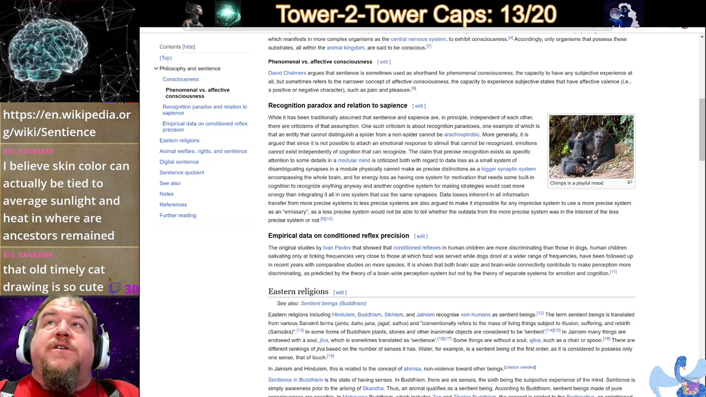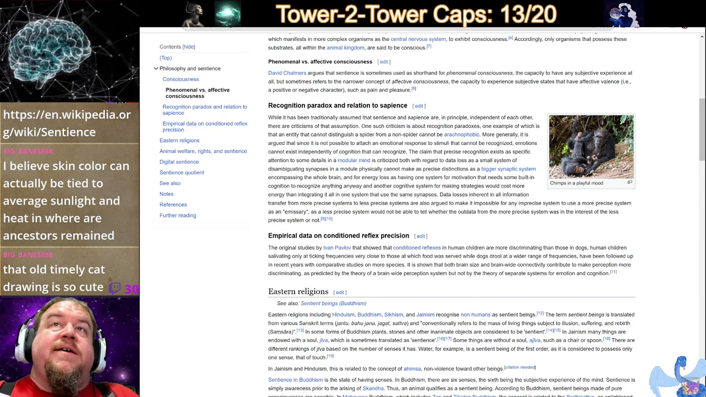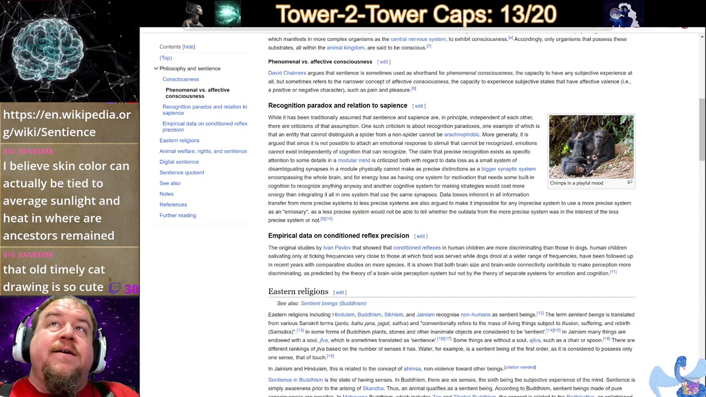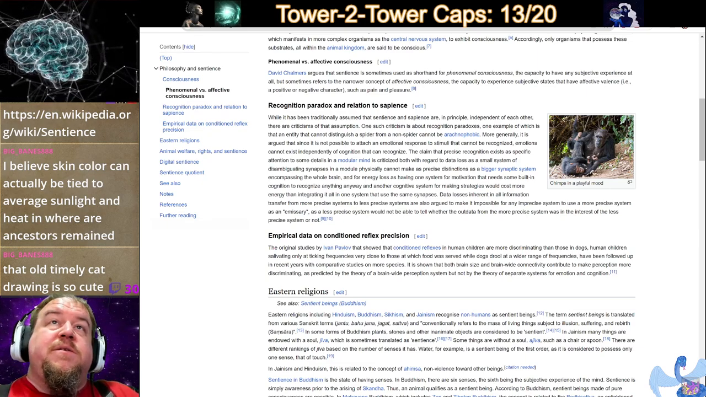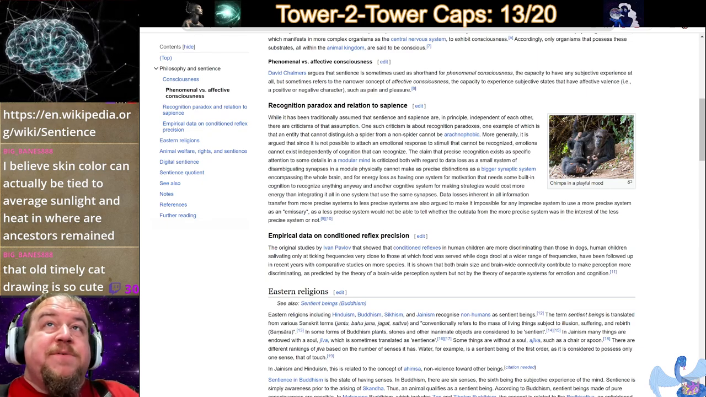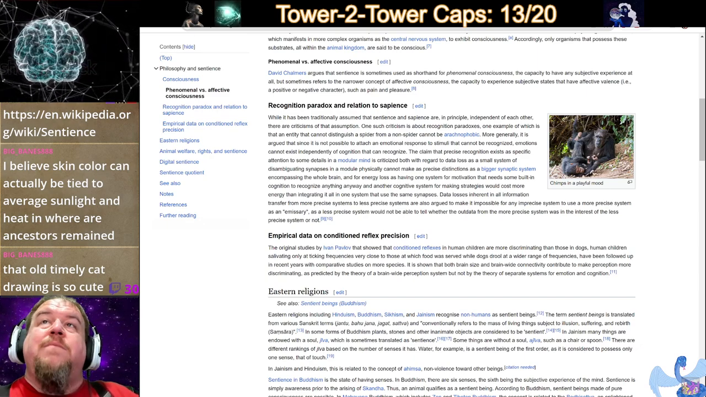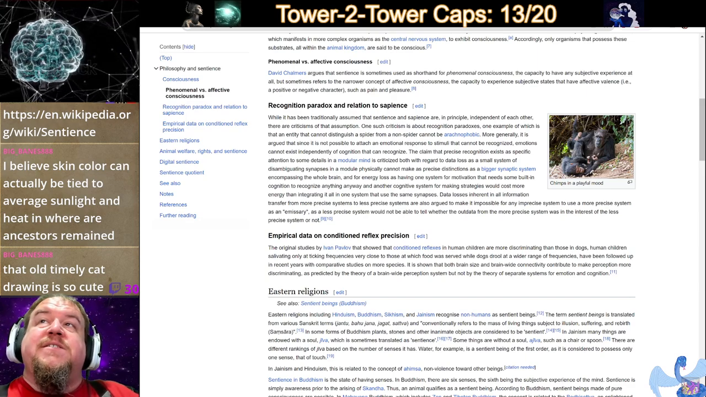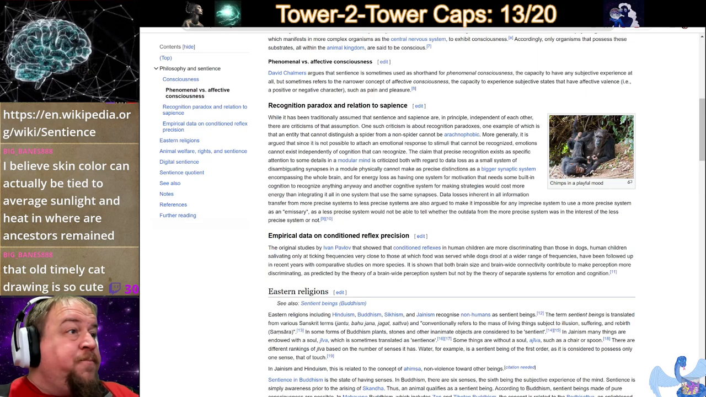The claim that precise recognition exists as specific attention to some details in a modular mind is criticized with regard to data loss: a small system of disambiguating synapses in a module physically cannot make as precise distinctions as a bigger synaptic system encompassing the whole brain.